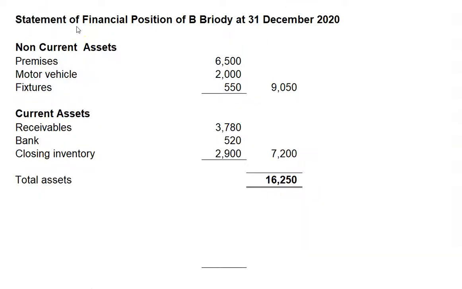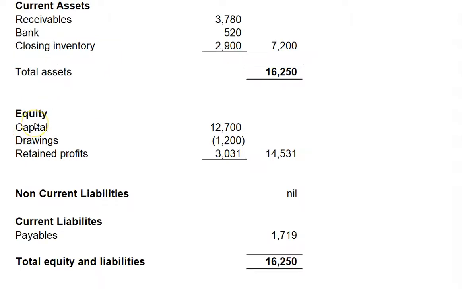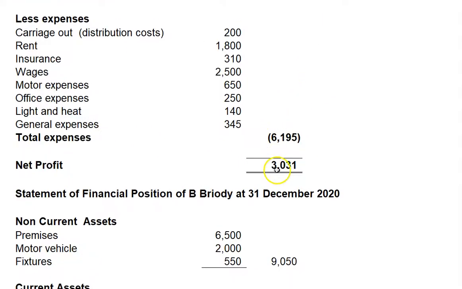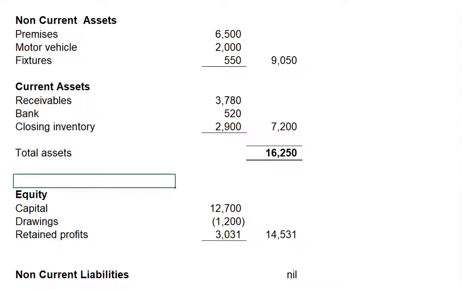So here's the top half of the statement of financial position. Non-current assets and current assets. Group them together and the total assets are 16,250. The bottom half then is the next, where we show our equity accounts and our liability accounts. Equity at this level is always 3 accounts. When you do more difficult questions in further years of study, there'll be more than 3 accounts. But capital, share capital, drawings, which reduces equity, is always minus, and then retained profits 3031, which, if you remember, was the net profit we got in the bottom of the income statement. We got 3031, so that just gets carried down to equity.